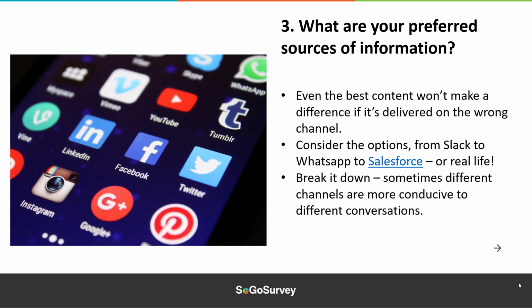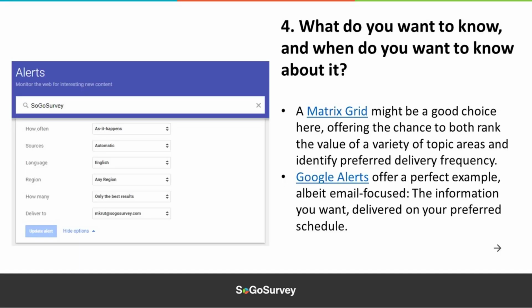Preferred sources are also really important. The wrong channel makes all the difference, unfortunately. So, of course, maybe sometimes that does mean having real-life interactions as a useful mode of communication too. But you might be looking at Slack, WhatsApp, Salesforce, putting things on internal Drive, SharePoint, whatever it is that you use. Different channels make sense for different kinds of conversations. And it could be useful to break that down.